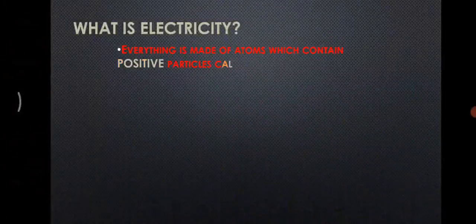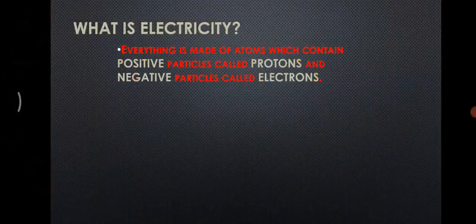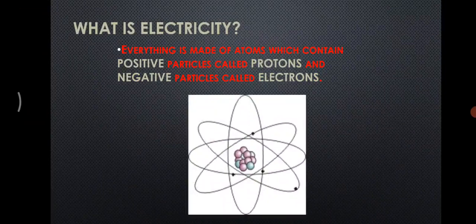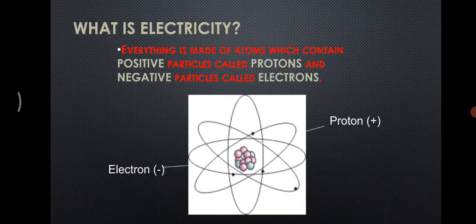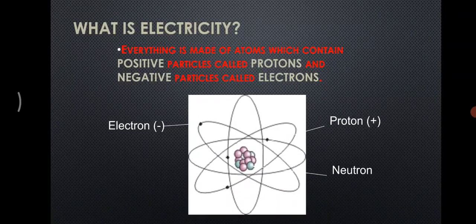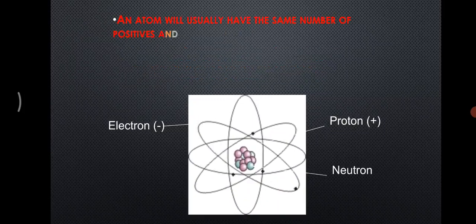Everything is made up of matter, of atoms which consist of positively charged particles, protons, and negatively charged particles, electrons. As you can see in the model, protons and neutrons are bonded together at the center, and the electrons are revolving around them. The number of protons will always be equal to the number of electrons in an atom. To be a stable atom, the number of protons will equal the number of electrons. An atom will usually have the same number of positive and negative charges.